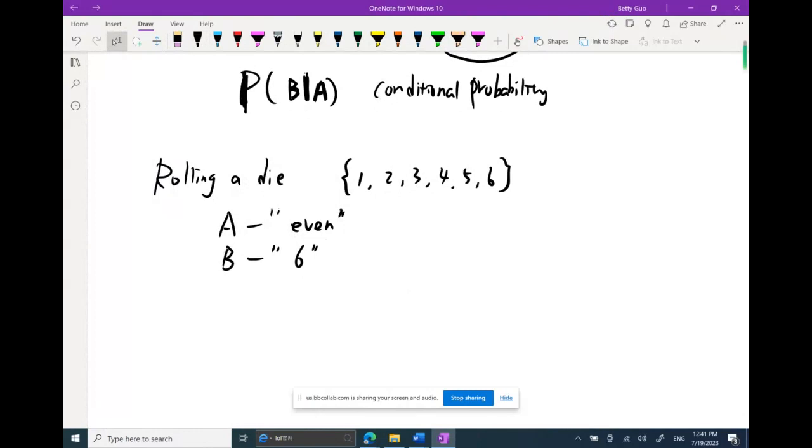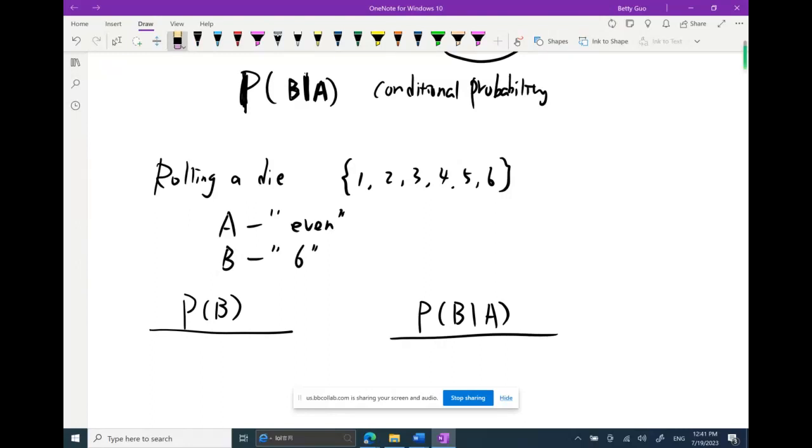We are going to consider the following two probabilities. The first probability is P of B. The second probability is P of B given A. This is the normal probability. This is a conditional probability. Let's see what's the difference between them. Okay, so we roll a die one time. What's the probability of getting a number 6? Since number 6 is one outcome, the probability is 1 over 6 in the classical model.